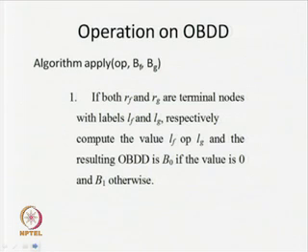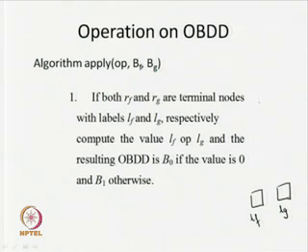Now, what is the first step? Apply algorithm, apply of BF and BJ. If both RF and RG are terminal nodes, then label them with LF and LG. So, the first condition we are saying is that when we come to the terminal nodes, these are the two terminal nodes, and I am saying that the labels are LF and LG.